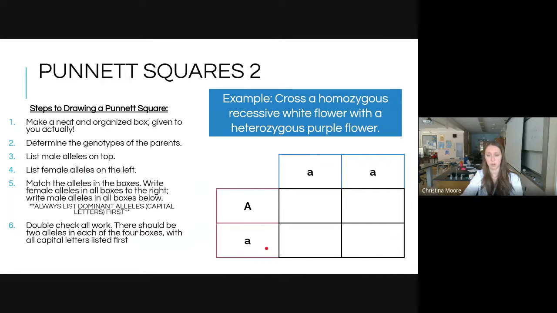I'm then going to follow the matching pattern of looking at what's on the left, what's on the top, writing those 2 alleles inside the black box. So I complete my cross, and I should have this. I got that by, again, looking at what's on the left, what's on the top, match them. I can then double check my work. There are 2 alleles, sorry about that random noise, in each of the 4 boxes with all the capital letters listed first. And that's your Punnett square.